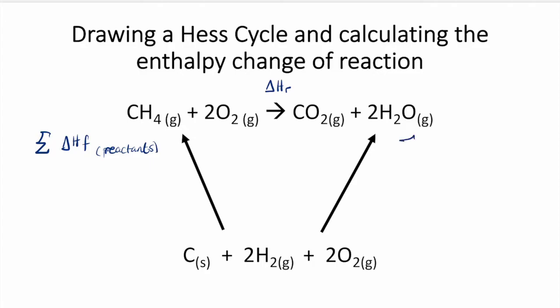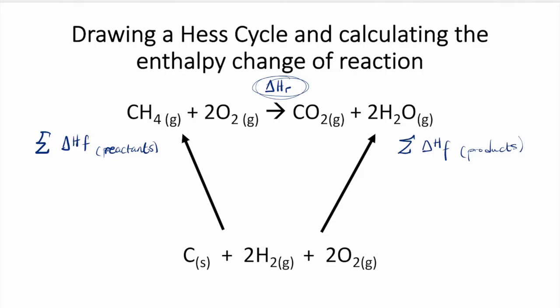And here we're going to use the sum of the enthalpy changes of formation of the products. Fortunately for us, the enthalpy change of formation of common compounds is listed in the data booklet, section 12. So we can use the data provided to determine the enthalpy change of reaction for the combustion of methane. Let's go ahead and do that.